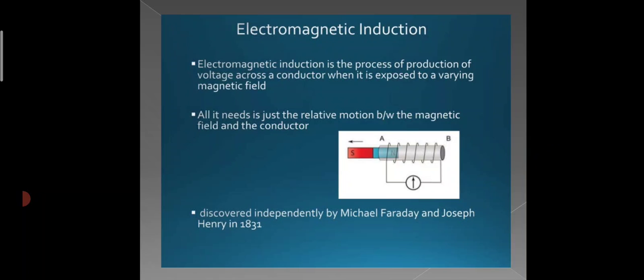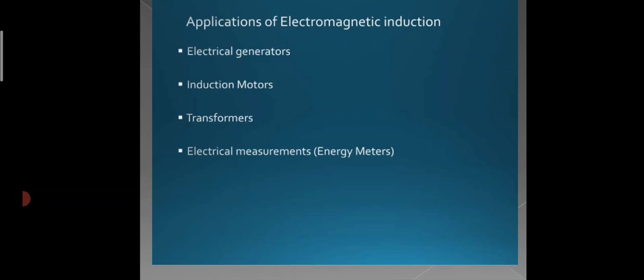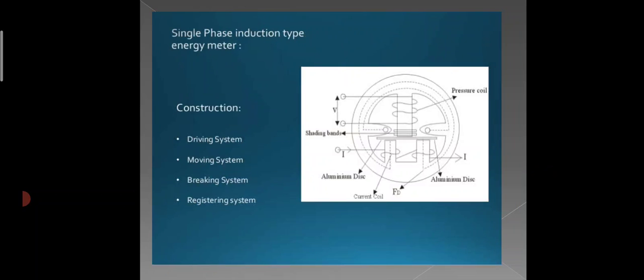Electromagnetic induction was discovered independently by Michael Faraday and Joseph Henry in 1831. Applications of electromagnetic induction: electrical generators, induction motors, transformers and electrical measurements. These are the applications of electromagnetic induction.